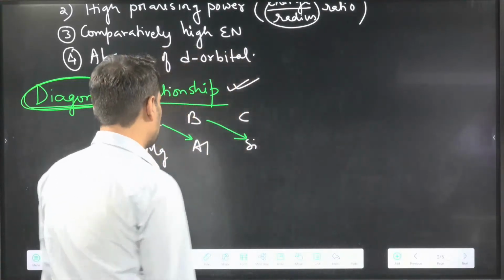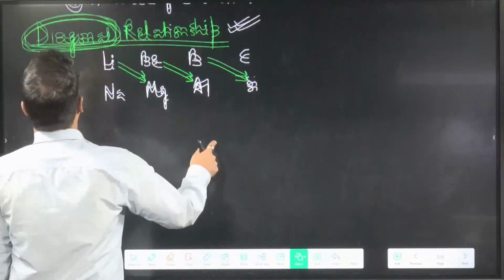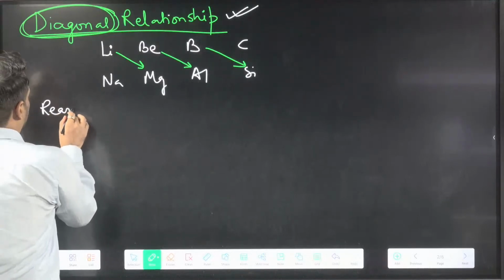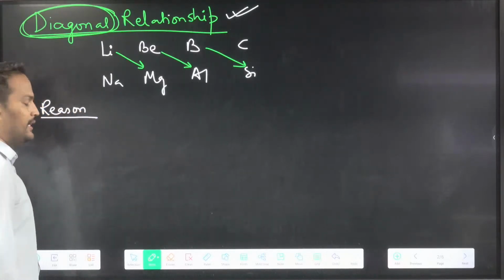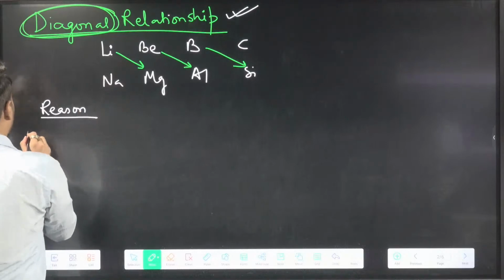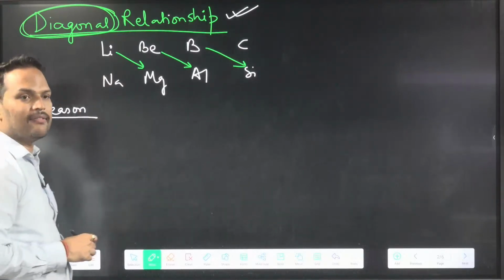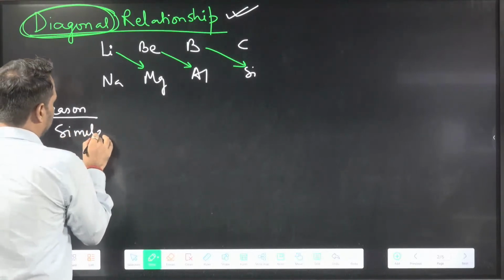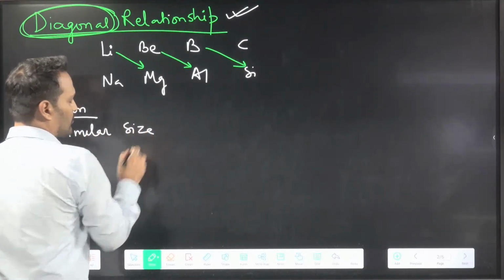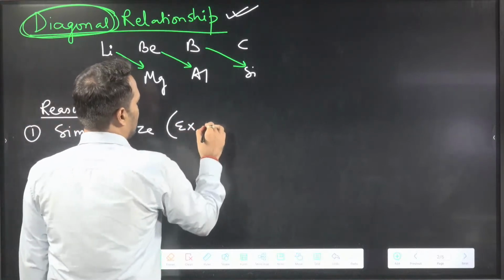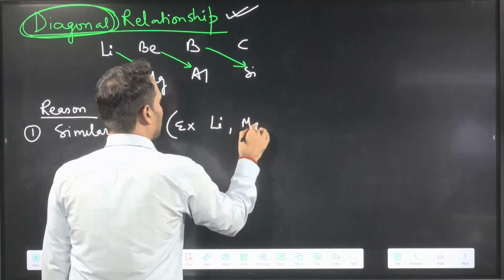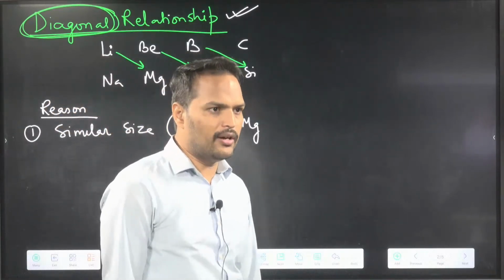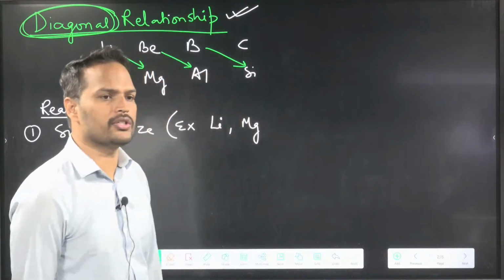Okay, clear this point? So can you tell me the reason? What is the reason for diagonal relationship? They say, like in case of lithium and magnesium, they have similar size. So similar size. What is the example? Size of lithium and magnesium is almost same.